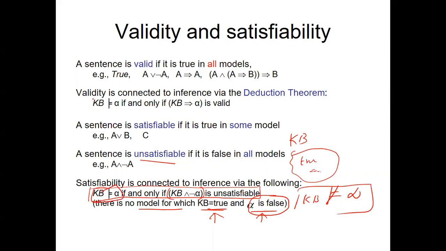So this is just representing the same thing in a different way. Here KB entails alpha is represented through validity using the notation KB implies alpha. With satisfiability, we cannot use satisfiability directly; we have to use unsatisfiability. So KB entails alpha if and only if KB and not alpha is unsatisfiable. You should not be able to satisfy this, which means there is no model in which KB is true and alpha is false.